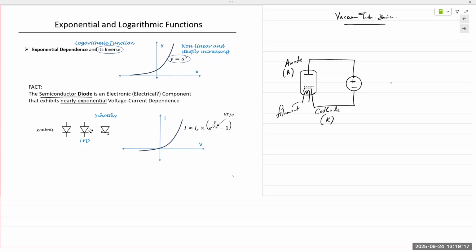Anyone? Opposite charges attract or repel? They attract. So you have a positive here. What do you think will happen to those electrons?